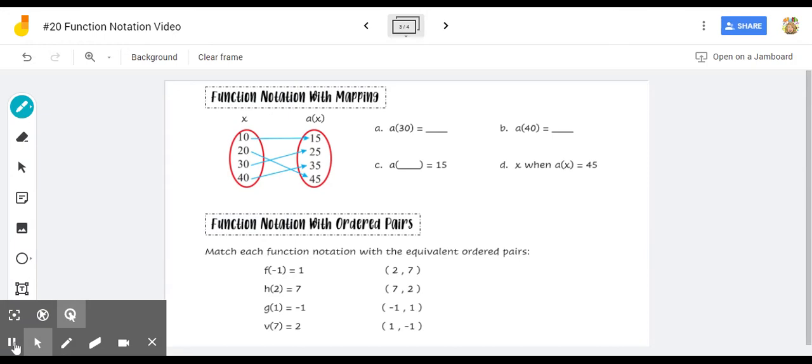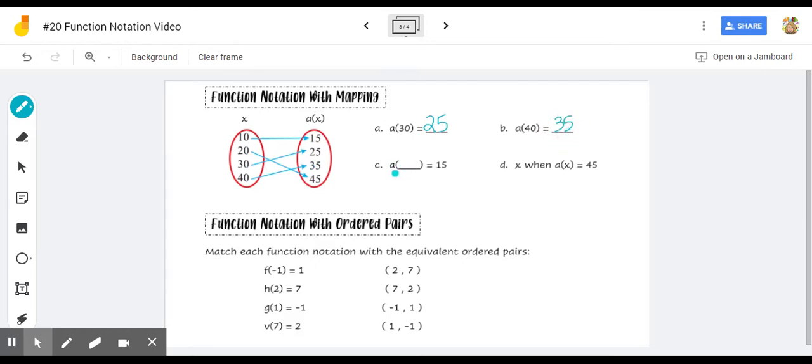Now, how does function notation work with mappings? Well, for our mappings, we have our inputs and our outputs. So for every input, we're going to map it to its output. So if I have A of 30, that means I'm going to go to 30 as my input and map it to its output, which is literally 25. A of 40 means my input is 40, and according to this mapping, my output should be 35.